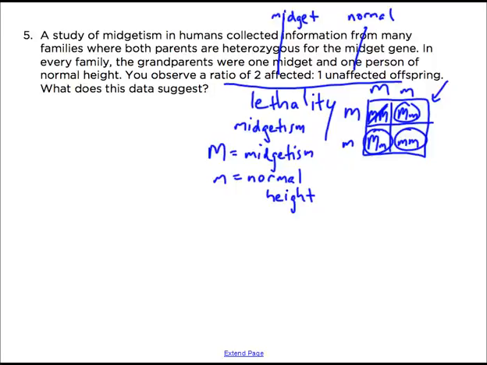Let's just make sure, though, that it goes along with the data. So what they said is both parents are heterozygous for the midget gene. Isn't that the cross that we just did?